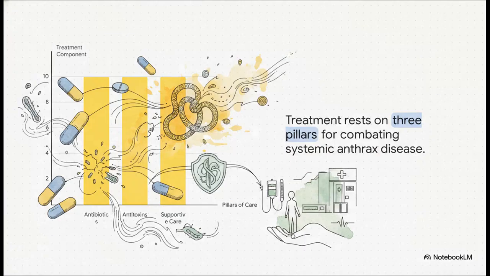Once it's diagnosed, treatment is like a 3-pronged attack. Pillar number 1 is a course of powerful antibiotics to kill the bacteria themselves. For the really severe cases, pillar 2 is antitoxins, which go after the poisons the bacteria have already pumped out. And the third pillar is just good old supportive care, managing all the symptoms, especially in a hospital.